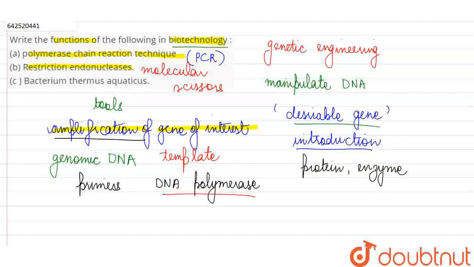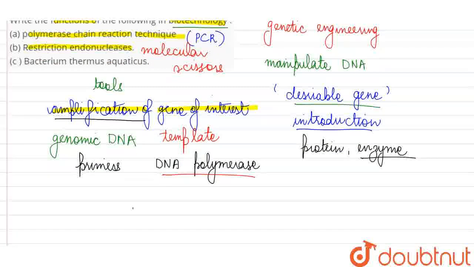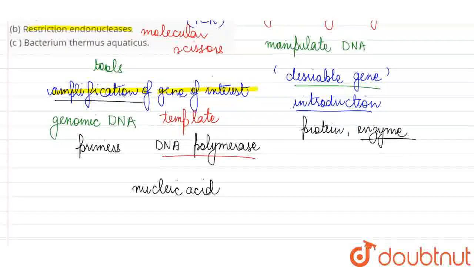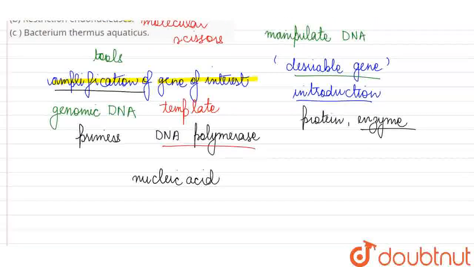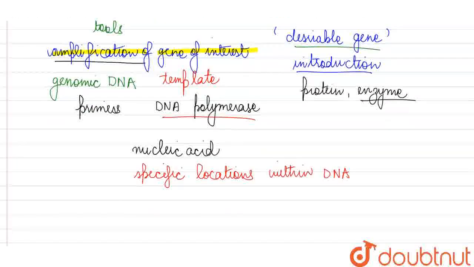Actually, they are enzymes and they come under the category of nuclease enzymes because they are able to break down or cut the nucleic acid. But we call a nuclease enzyme endonuclease when it can not only cut DNA from the ends, but it can make cuts at specific locations within the DNA strand.